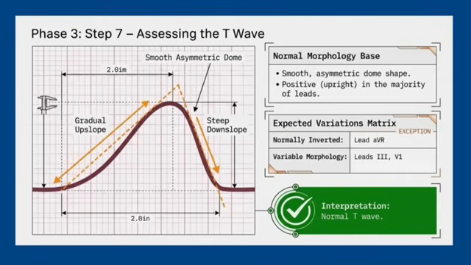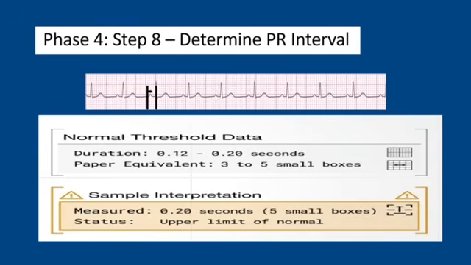And the next step is to go to the last phase, phase 4, which is assessment of the intervals and segments. So determine the PR interval. The PR interval is 3 to 5 small boxes, 0.12 to 0.2 seconds. Here in this case, it is 5 small boxes, which is the upper limit of normal. You look in pathological cases at short PR interval or prolonged PR interval.